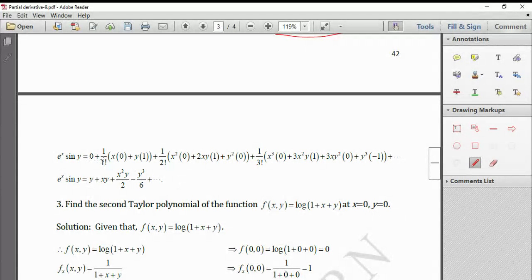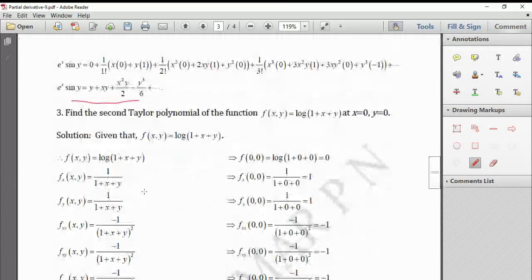So this is 0, 0. Simply you'll get y, plus this is also 0. Simply you'll get 2xy, 2 cancels. Simply you'll get xy. And 1 by 3 factorial is 1 by 6. 3x square y by 6 is x square y by 2. Then this is also 0. Minus y cube becomes minus y cube by 6, etc. Because we have to multiply whole of this with 1 by 6. So this is the required third order Taylor polynomial.